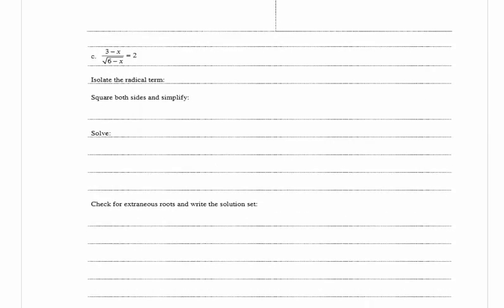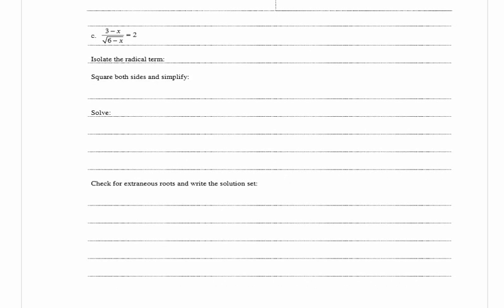In C, we have (3 minus x) divided by the square root of 6 minus x equals 2. And they want us to isolate the radical term. So if we were to cross multiply and think of 2 as 2 over 1, we could say that we have 3 minus x times 1 is equal to 2 times the square root of 6 minus x.